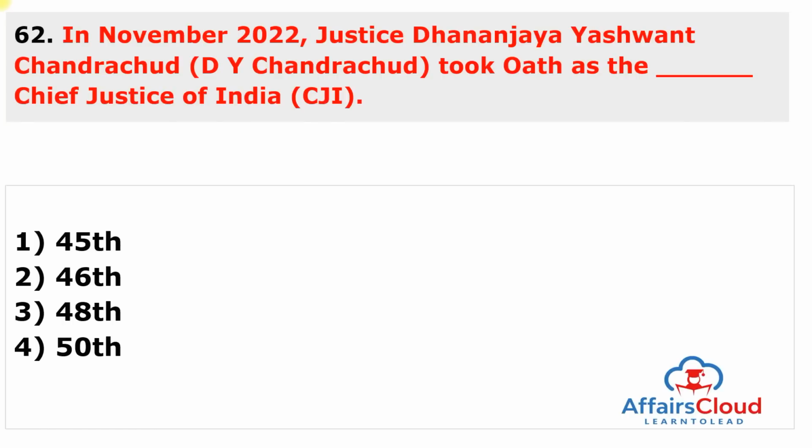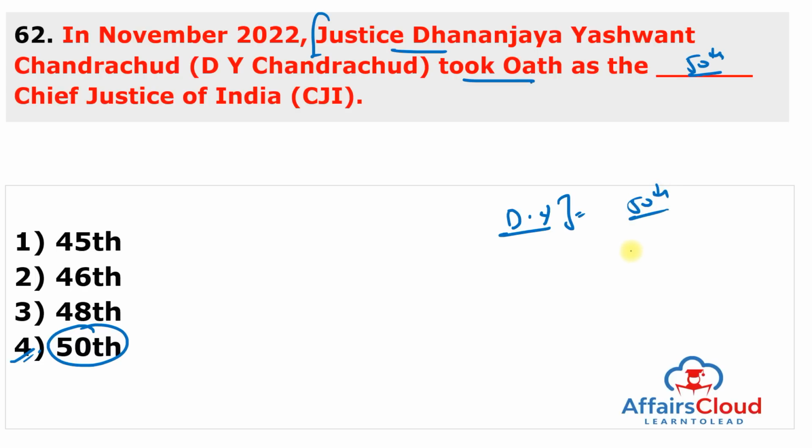Next question is, in November 2022, Justice Dhananjaya Yeshwant Chandrachud or D.Y. Chandrachud took oath as the Chief Justice of India, and he is the 50th Chief Justice of India. So the answer of this question is 4. So Justice Dhananjaya Yeshwant Chandrachud, or D.Y. Chandrachud, has been sworn in as the 50th Chief Justice of India. He will serve as Chief Justice of India for 2 years before retiring on 10th of November 2024.